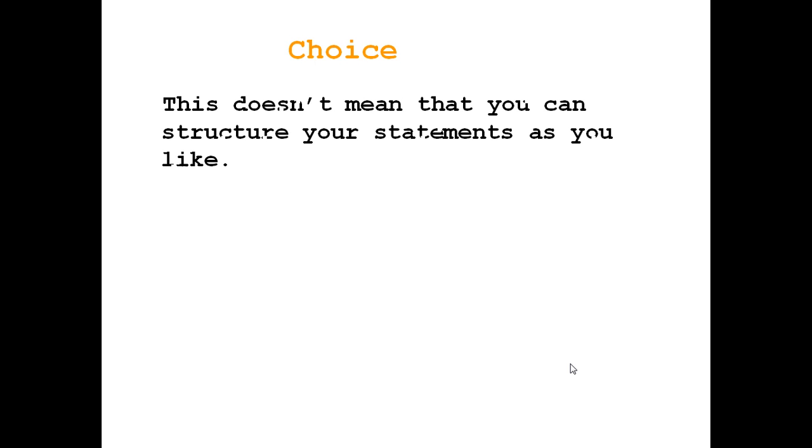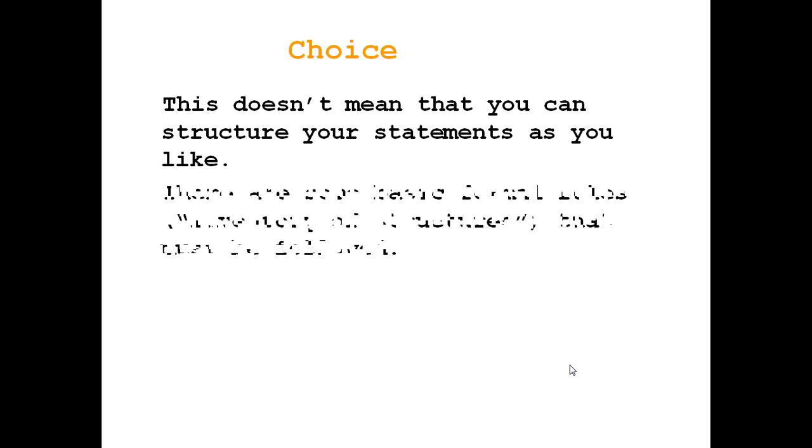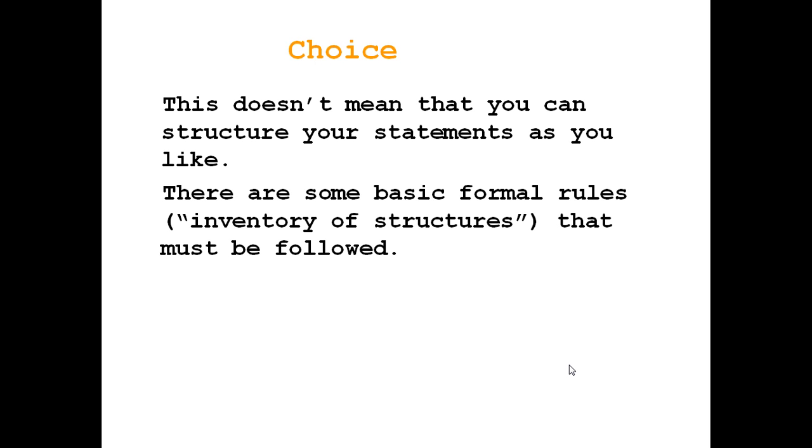Right, so let's focus on this very important concept in systemic functional linguistics, choice. Now, when we say that functional linguistics and functional grammar offer you a grammar of choice, this doesn't mean that you can say whatever you want, that you can combine your choices in any way that you want. Structure also has a role, and there are some basic formal rules that must be followed.